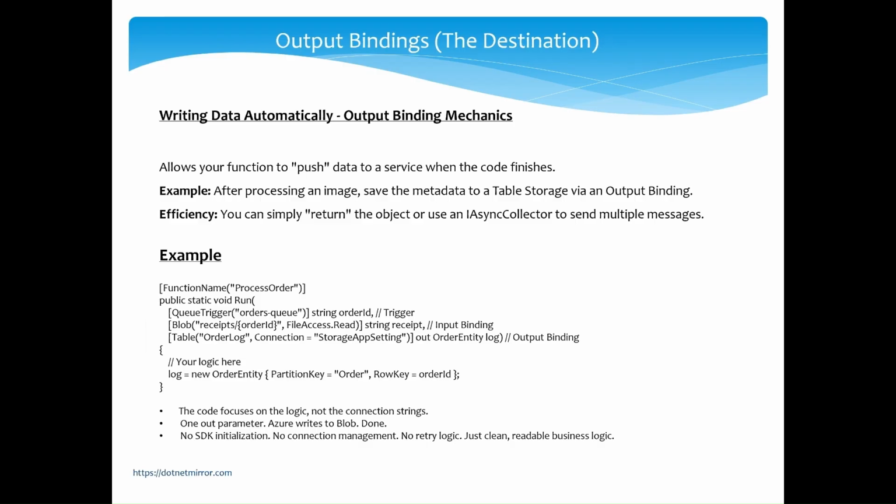Let's look at this fantastic code snippet to see it all together. Let's look at the parameters for run. First, queue trigger string order ID. This is our spark. A message arrives in the queue and the function starts.